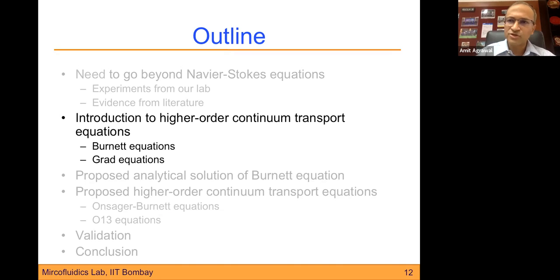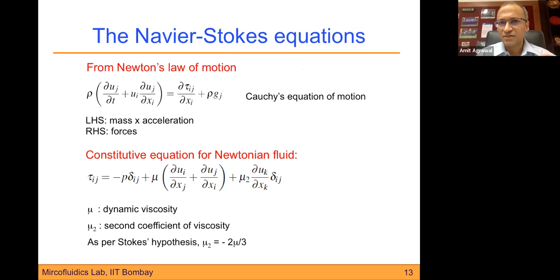So I will now very quickly introduce the so-called Burnett and Grad equations. These equations have been sitting in the literature for a very long time. In the 1930s and 40s is when these equations were derived. But most of the community does not really know about them. And maybe towards the end, it will become clear why we don't really talk about these equations.